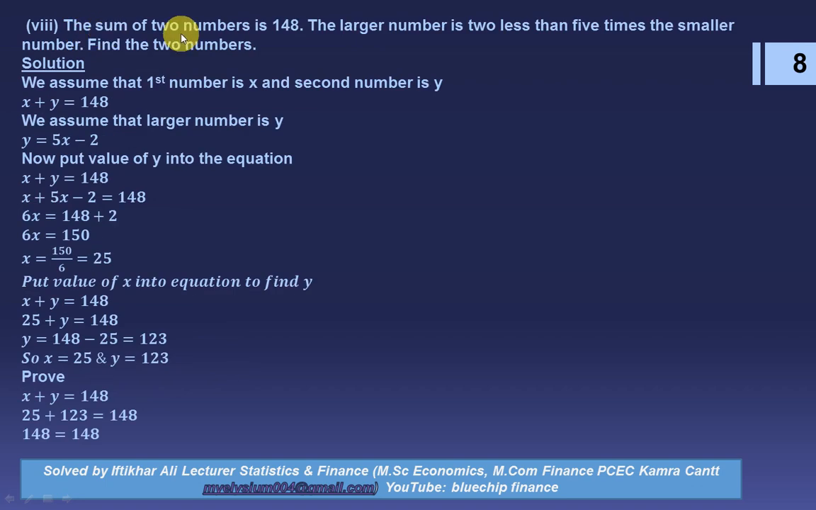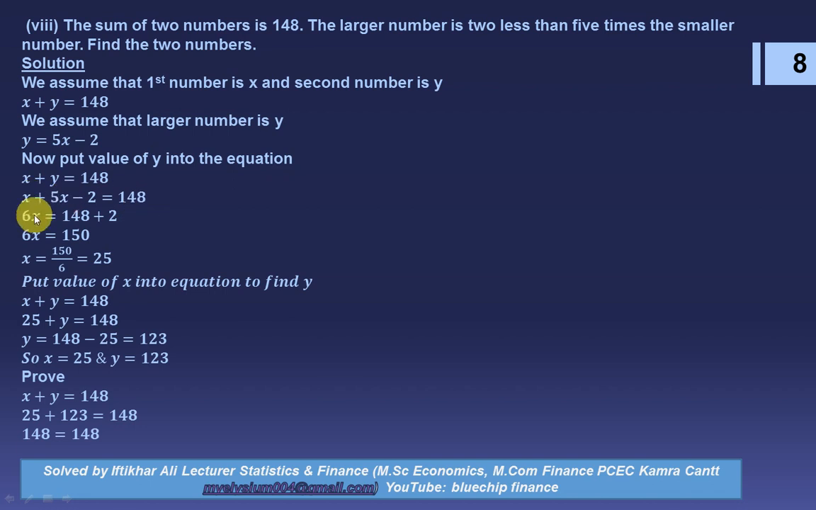Question number 8: the sum of the two numbers is 148. So x plus y equals 148. The larger number is 2 less than 5 times the smaller number. So if, for example, we consider y is the larger number, that should be equal to 2 less than 5 times the smaller number, so 5x minus 2. Now we just put the value of y into this equation, and this should be x plus 5x minus 2 equals 148.